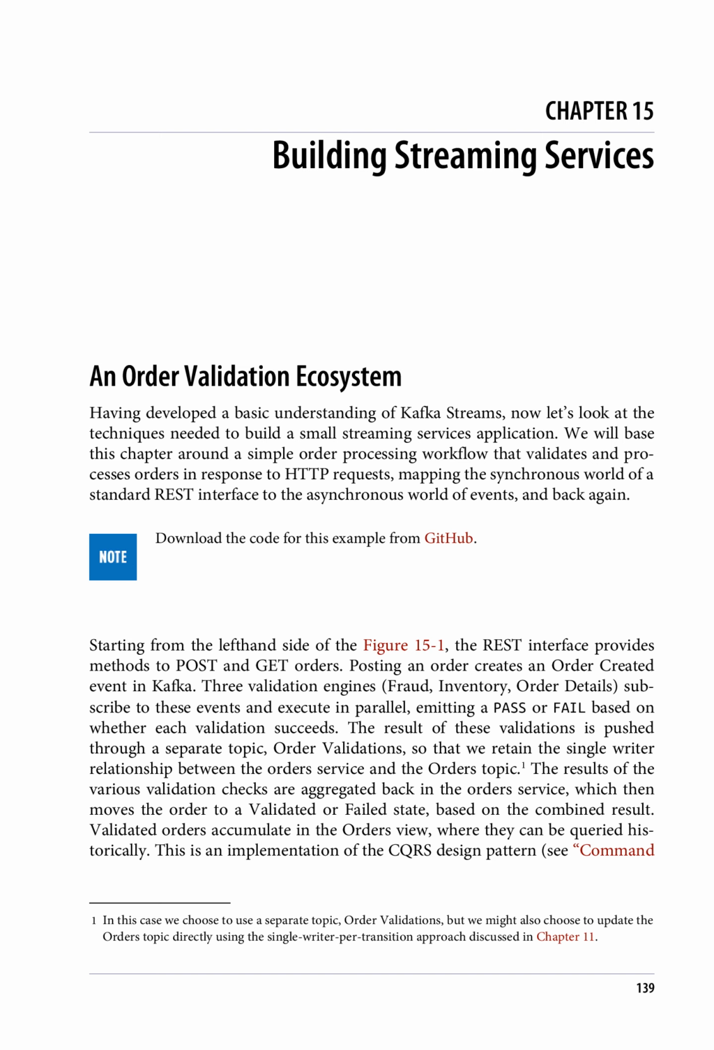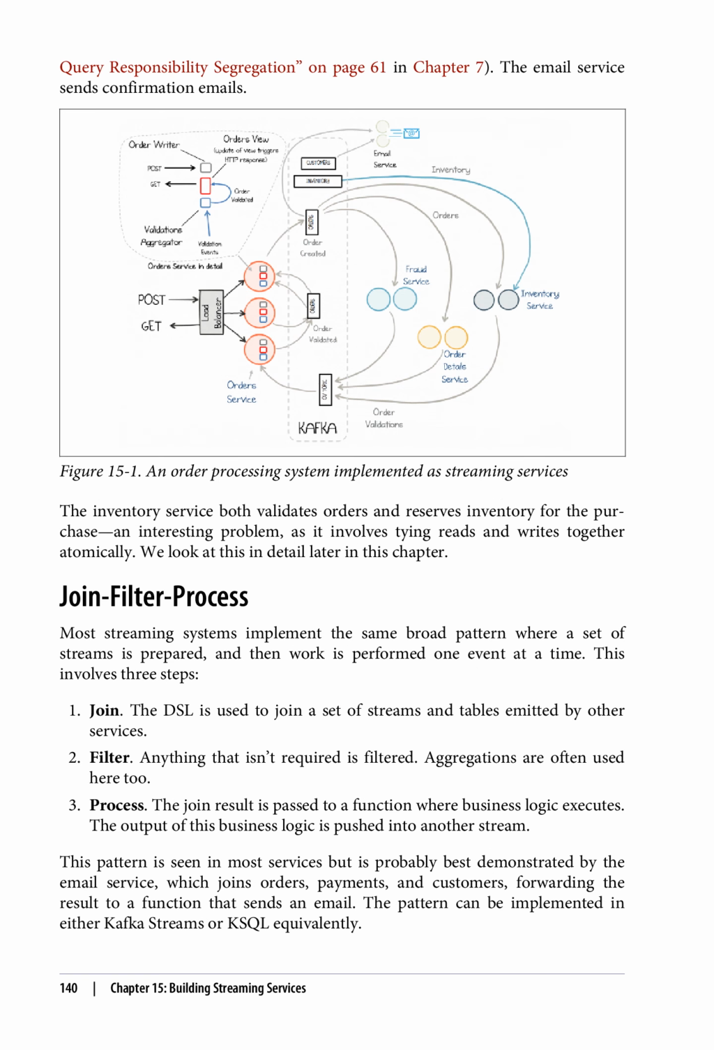The results of the various validation checks are aggregated back in the orders service, which then moves the order to a validated or failed state, based on the combined result. Validated orders accumulate in the orders view, where they can be queried historically. This is an implementation of the CQRS design pattern, command query responsibility segregation, on page 61 in chapter 7. The email service sends confirmation emails. The inventory service both validates orders and reserves inventory for the purchase, an interesting problem, as it involves tying reads and writes together atomically. We look at this in detail later in this chapter.